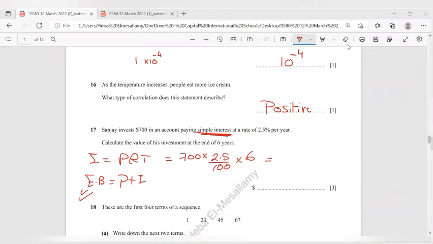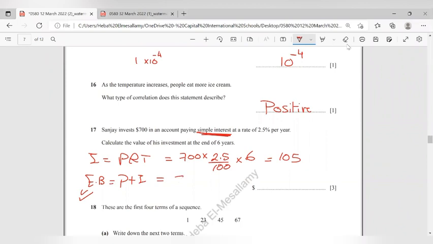So here the interest is 105. Ending balance equals 700 plus 105. So the ending balance is $805.